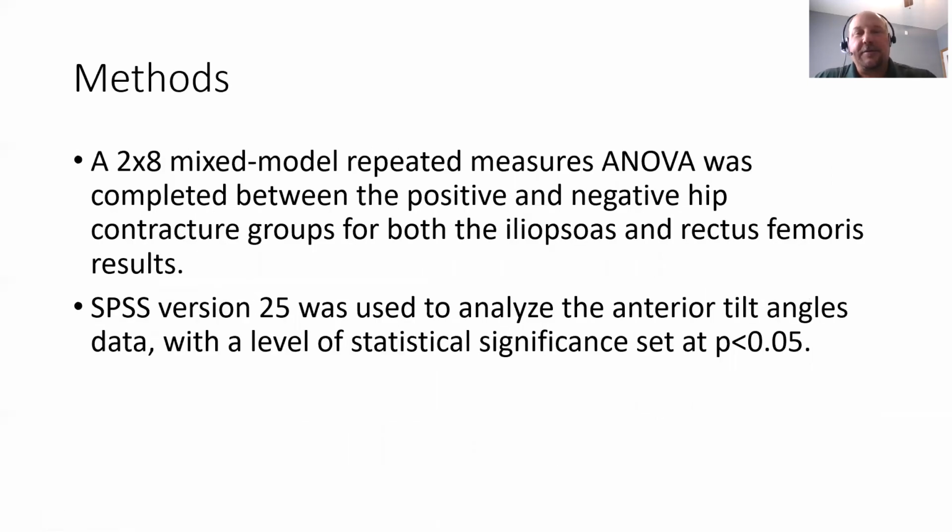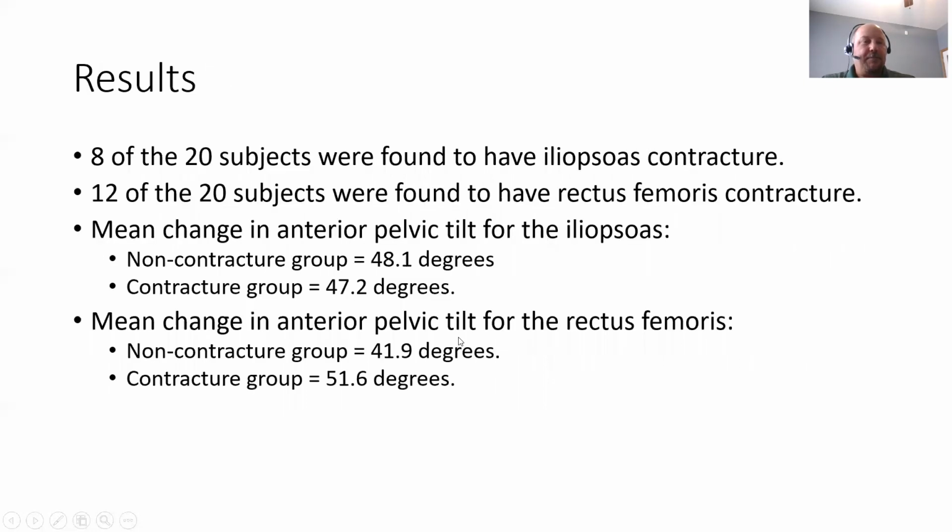So we used some mixed models and ANOVAs to look at differences between positive and negative hip contracture groups for both the iliopsoas and the rectus femoris. We used a p value of less than 0.05. We found that 8 of the 20 subjects were positive for iliopsoas contracture, and 12 of the 20 subjects were positive for rectus femoris contracture.